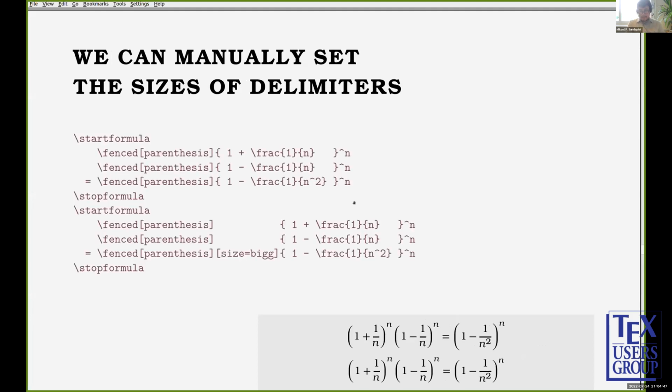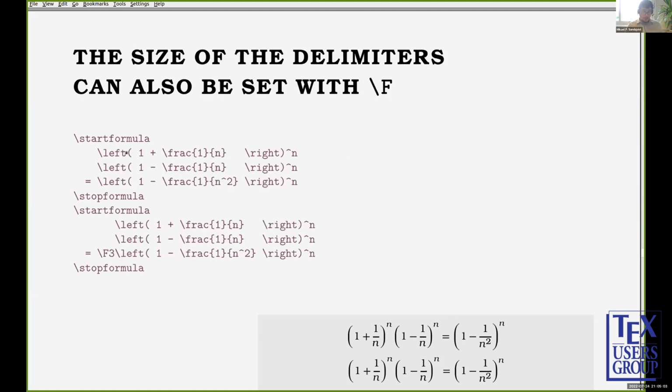We can change the size of the fences, on the other hand, if we want it. In this case, the parentheses on the right side here maybe are too big. So we can set them explicitly, size equal to BIGG. We can also, if we use left and right instead of the fenced mechanism, set \F3 that will force this to the third size, so to say, which is BIGG, and get the same output.